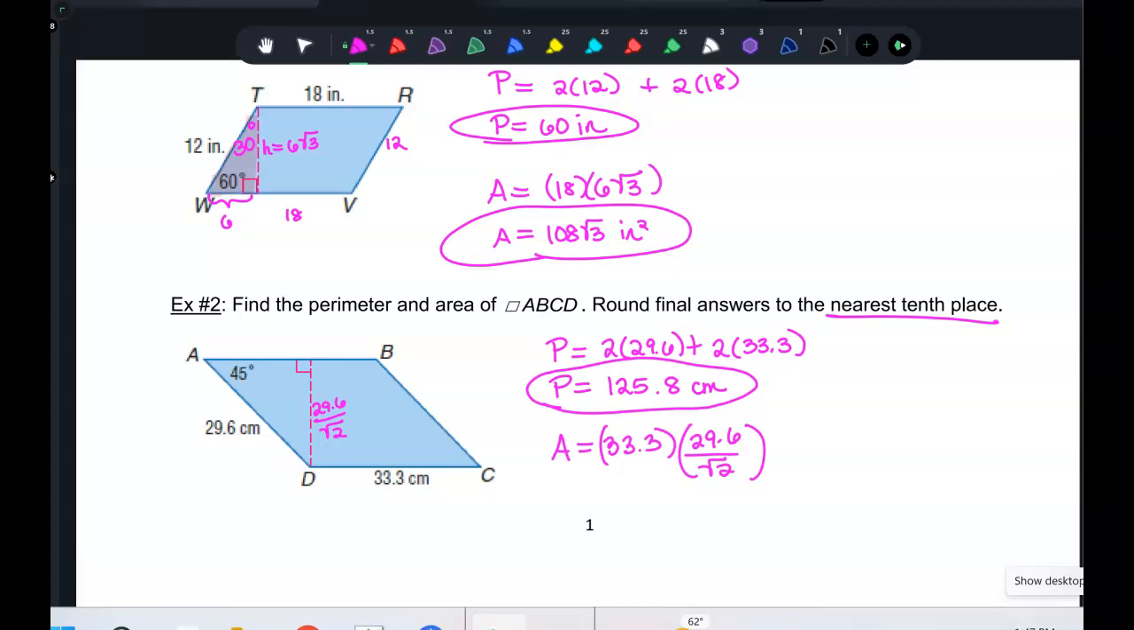Okay, so then the area. We have to use the 33.3. Why do I not use the 29.6? Because they don't form a perpendicular line segment. We always have to look at which one makes the right angle. Does that make sense? Okay.